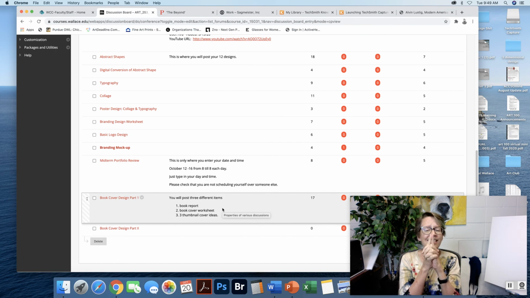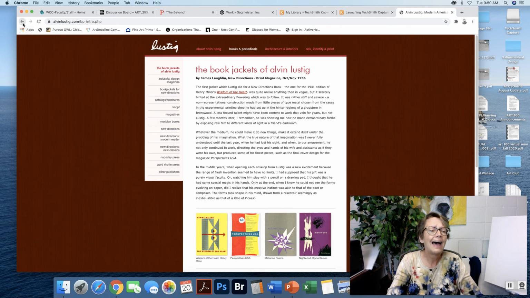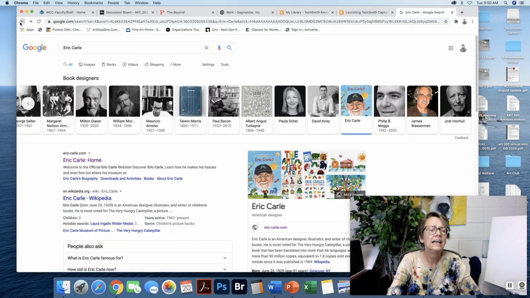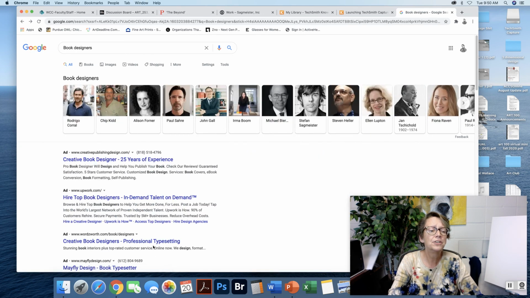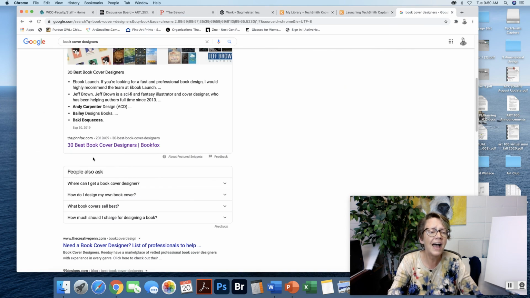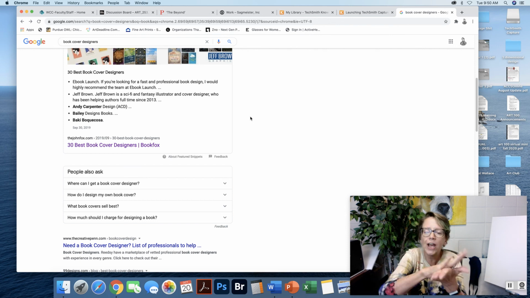Don't think simple. Research, research, research. Go back to, not that, not him. Book designers, go back. Oh, not you. Maybe it's up here. Yeah, go back to this. Google book cover designers. Look, look, absorb, sketch, sketch. Draw it.